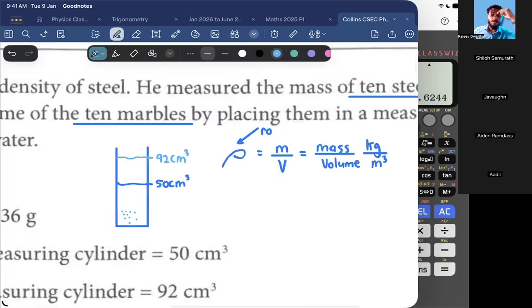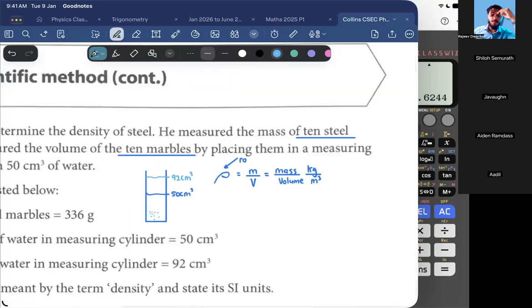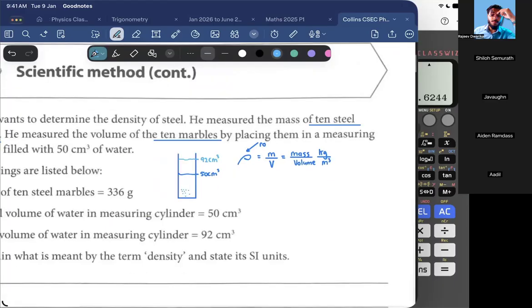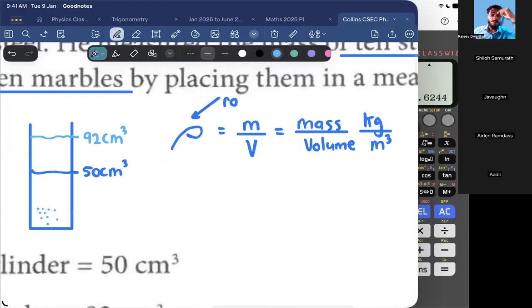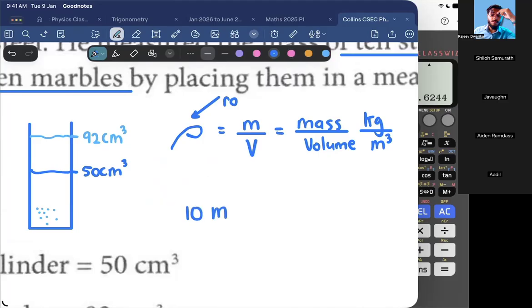Right? Because it said 10 marbles, right? 10 marbles. So that'll be the volume occupied by 10. So one will be 4.2, correct. I like how we're thinking here. This is good thinking. So 10 marbles is equal to 42 centimeter cube, so one marble is equal to 4.2 centimeter cube.